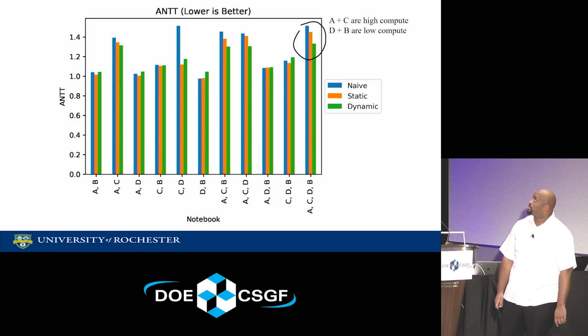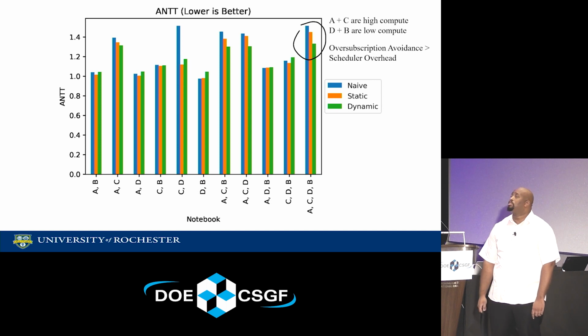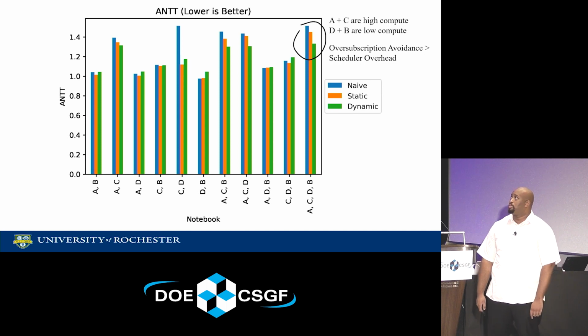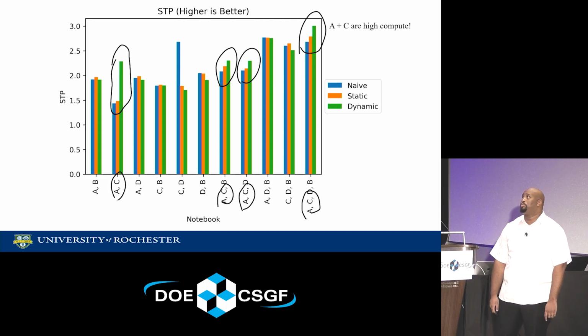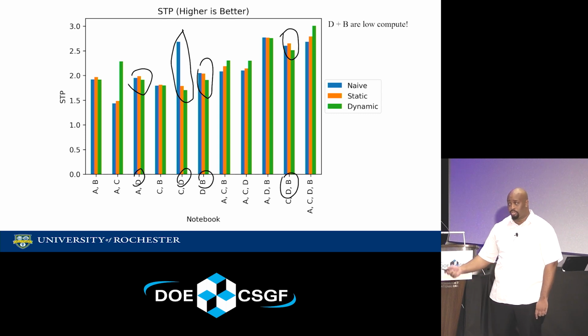But we can also see that when all of them are run together, A, C, D, B, the benefit from oversubscription avoidance is greater than the cost of the scheduler. So in the case of STP, where higher is better, we see in a similar case that the high compute notebooks perform really well. And in the cases where the dynamic scheduler doesn't do as well, it is also due to low compute.